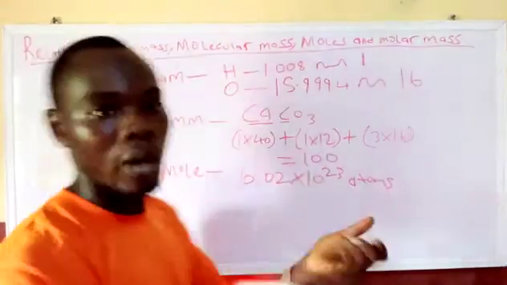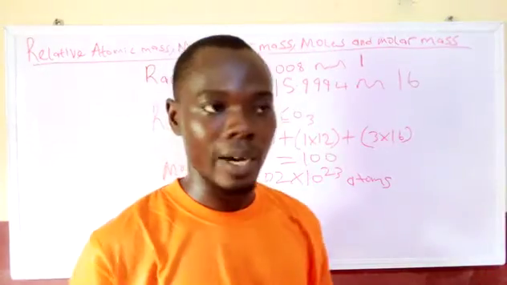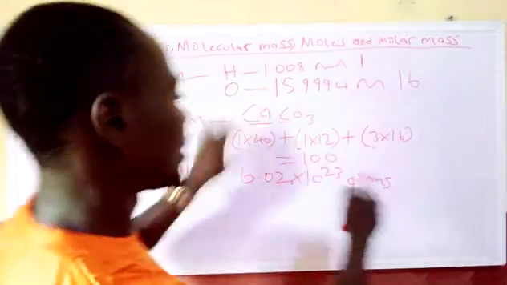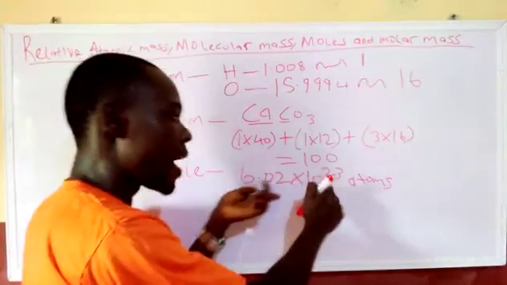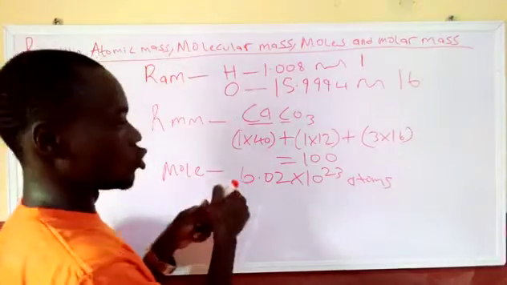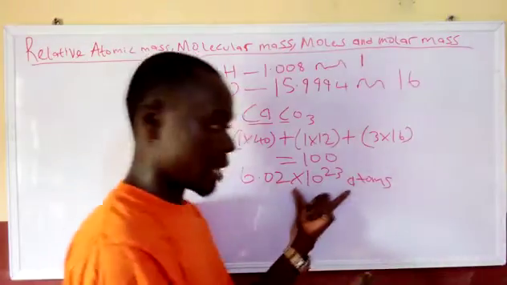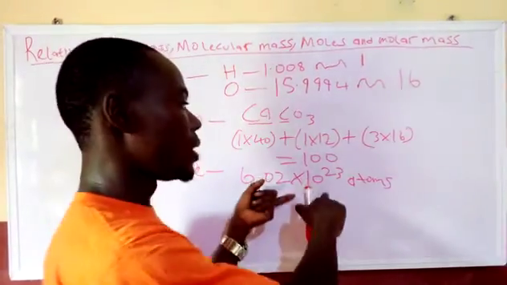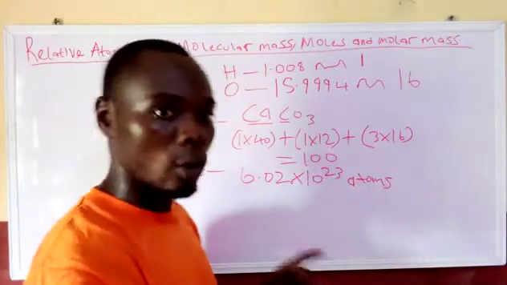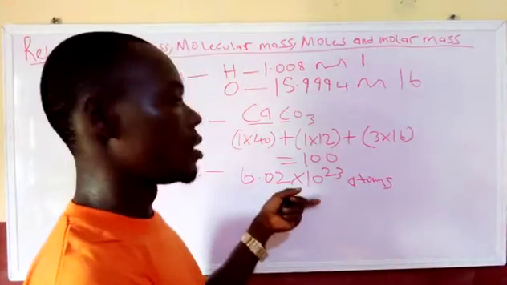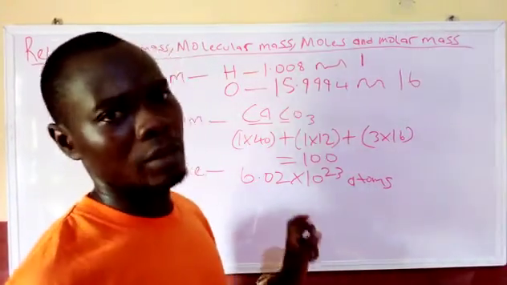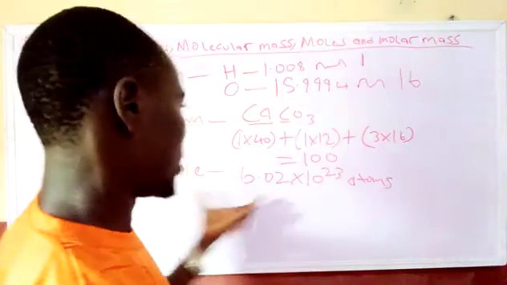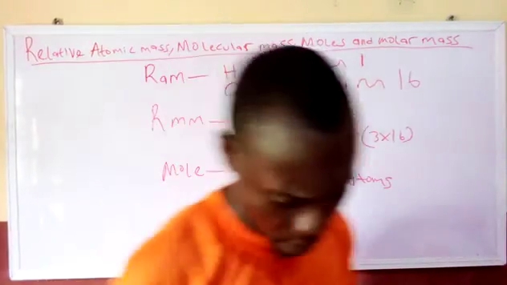Now the same thing applies to other elements too, like nitrogen. The mass of nitrogen that you weigh will contain the same number of atoms as are present in carbon 12. So that will be the mole of nitrogen. Are you getting what I'm saying? I think you should be able to get that.